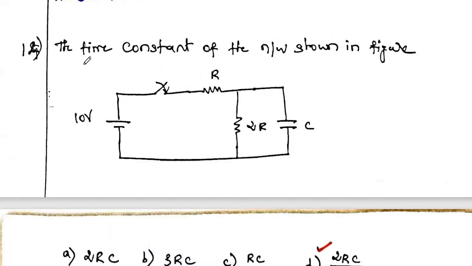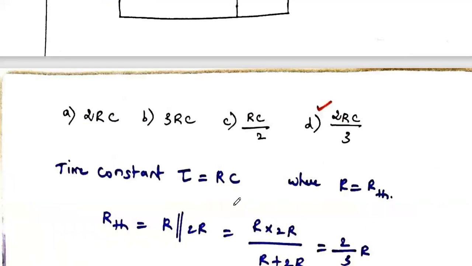The next question: the time constant of the network shown in the figure. This is a series and parallel RC circuit. Here there are two resistances, one of value R and another of value 2R, and one capacitor C is connected. In this network we have to find the time constant. This is a transient circuit. Four options are given.